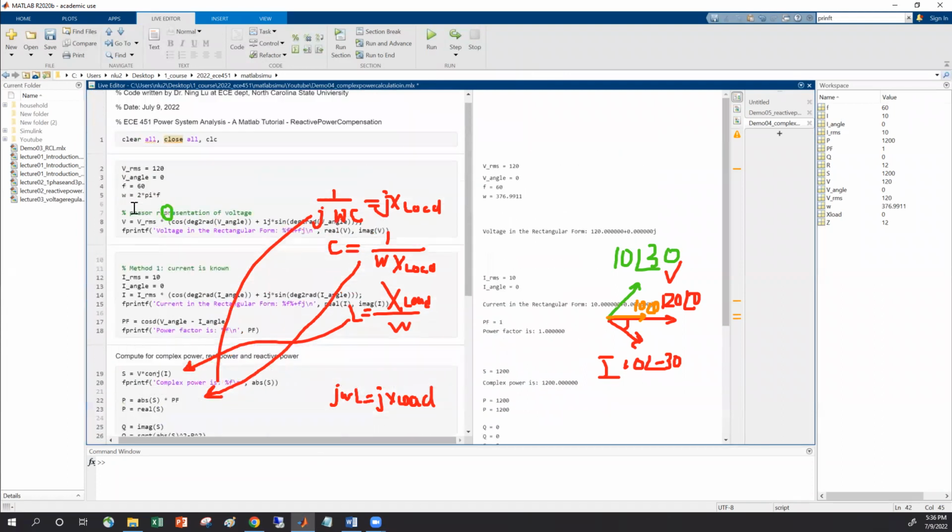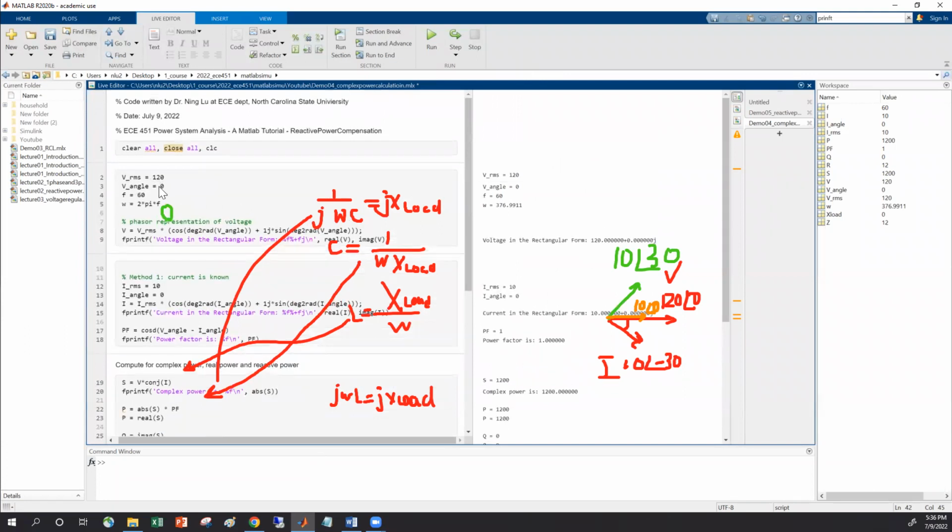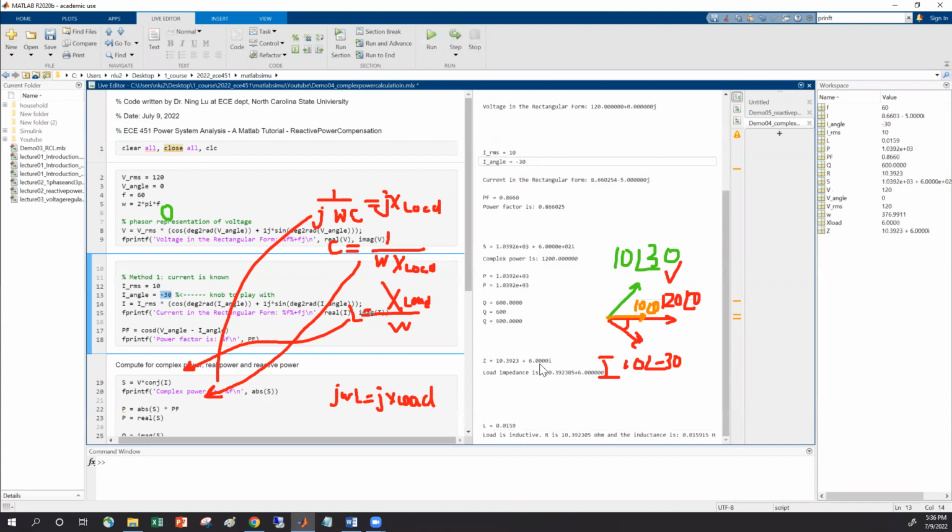Okay, so again, if I make this minus 30, this is basically a knob that I can play with. Okay, this is a knob to play with. So I change this to minus, then the current will be behind the voltage, and this should be an inductive load. If I run that and go back, it says the load is inductive.